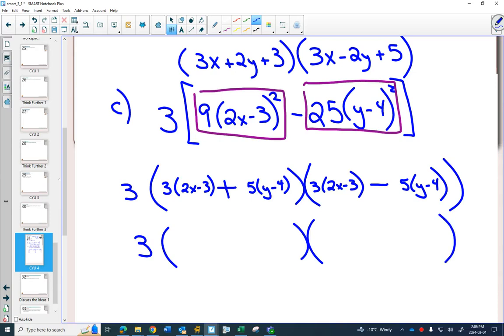And then from here, we could multiply this through and combine our like terms. You see that you would have 6x and 5y. And my numbers, I'd have negative 9 minus 20, negative 29. And the last one, 3 times 2x, it'll be 6x. And I'll have minus 5y. And I'll have negative 9 plus 20, plus 11.